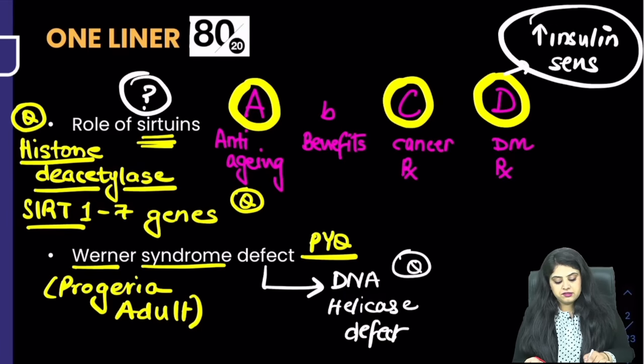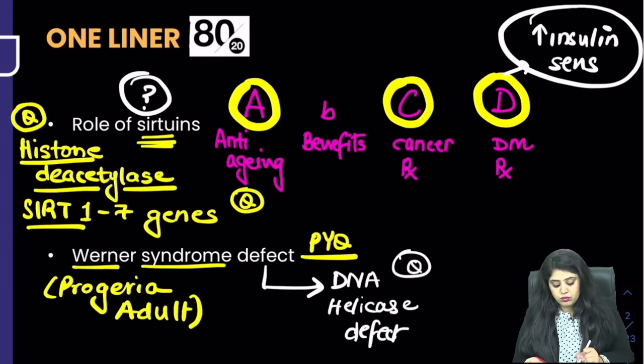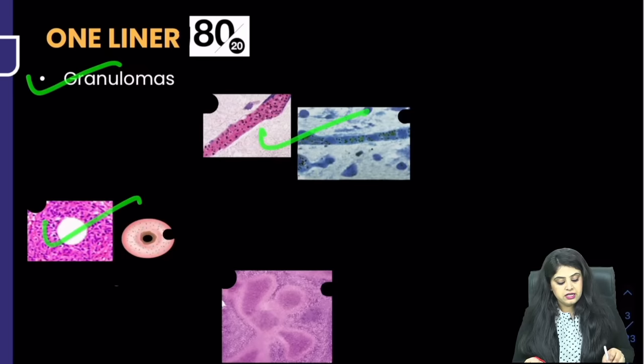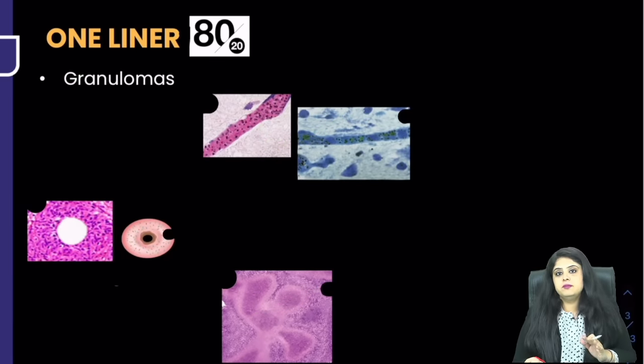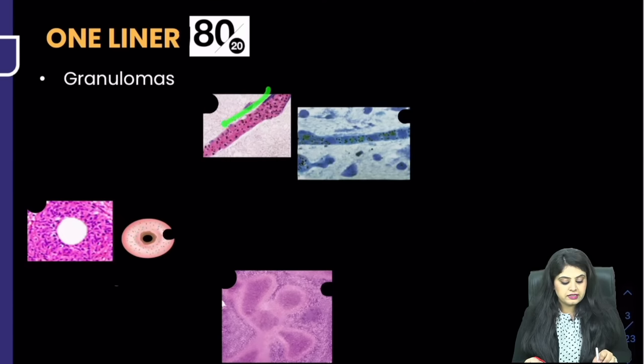So two one-liners done. Let's move on to the next three, which are image-based one-liners. And you know they are all-time favorites. These three fancy photos are very important. So what are these granulomas? The first one, the granuloma that looks like these two parallel lines with dots inside it.